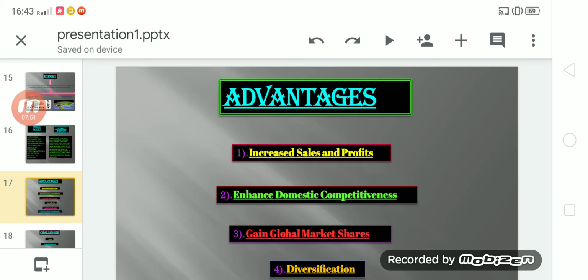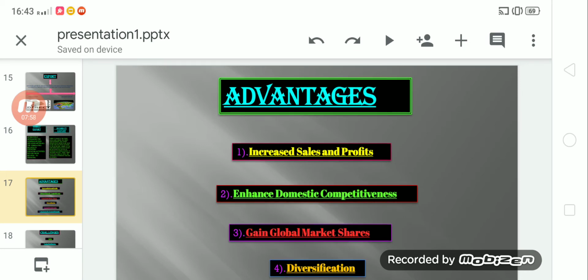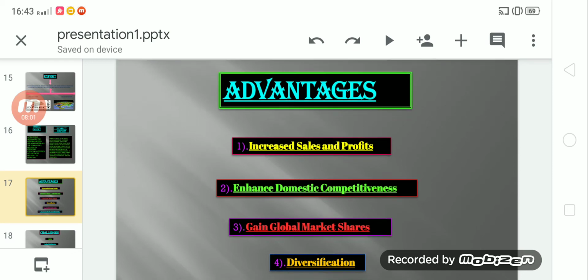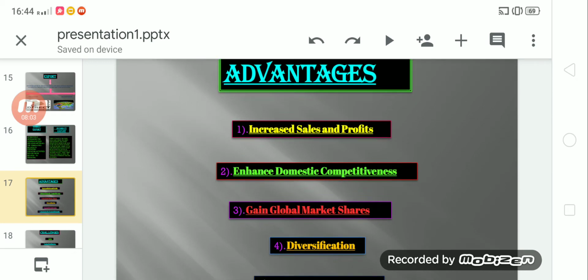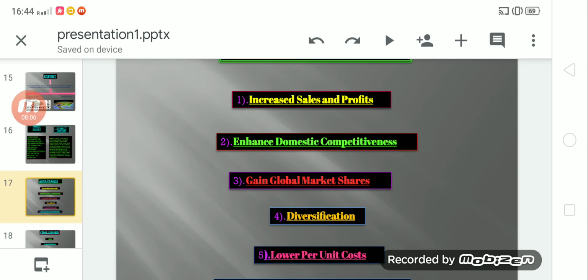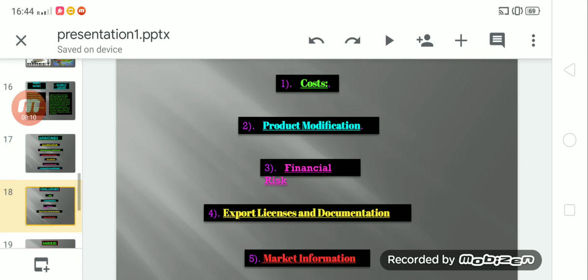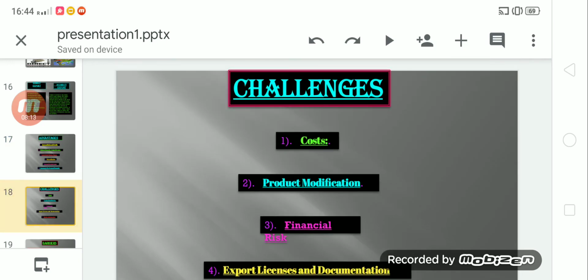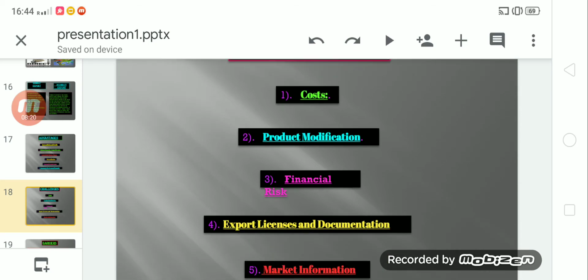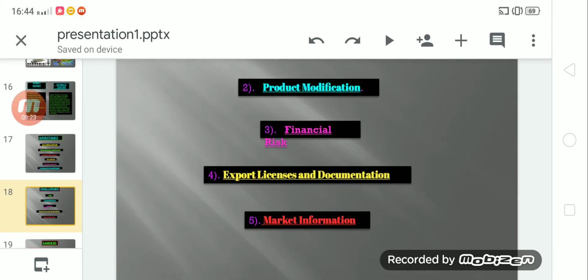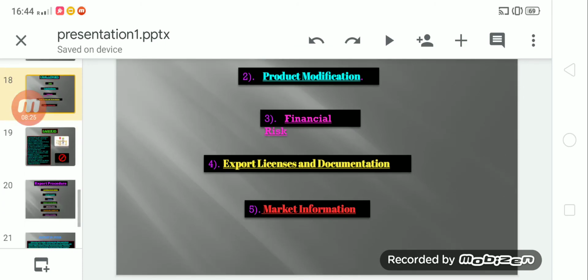Advantages. What are the advantages of exports? First, increased sales and profits. Second, enhanced domestic competitiveness. Third, gain global market shares. Fourth, diversification. Fifth, lower per unit cost. Challenges: first, the cost. Second, product modification. Third, financial risk. Fourth, export licenses and documentation. Fifth, market information.